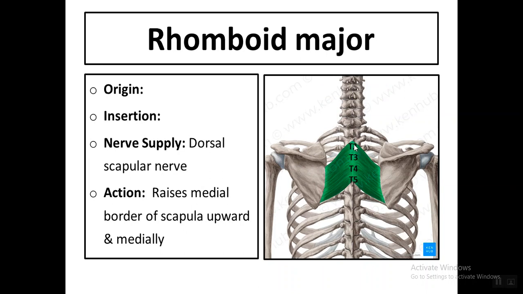Rhomboid major takes origin from the spinous processes of T2 to T5. It is inserted into the medial border of the scapula below the spine. The nerve supply is the same, the dorsal scapular nerve, a branch from the brachial plexus. Its action, definitely, when it contracts, is to raise the medial border of the scapula upward and medially.